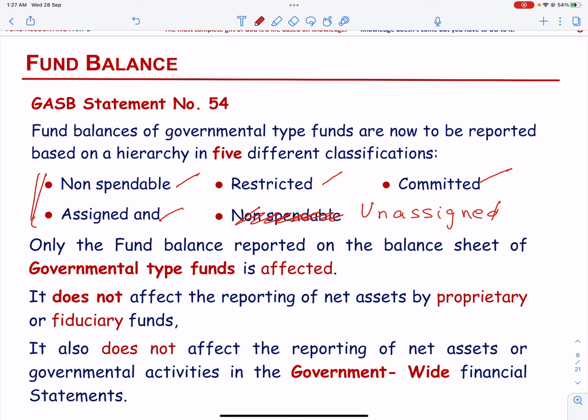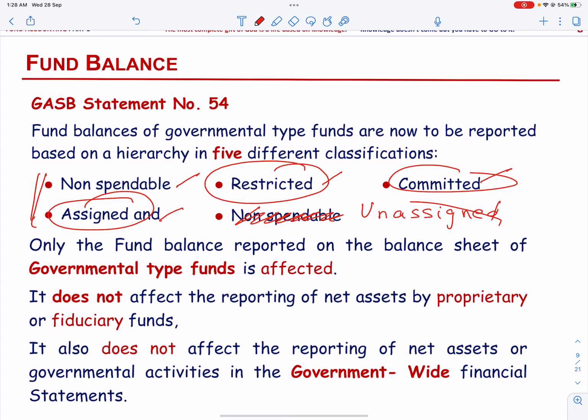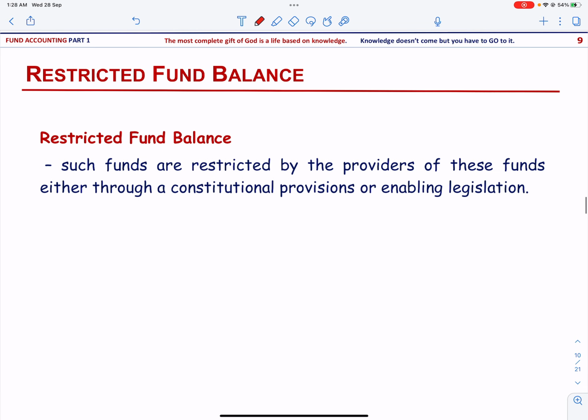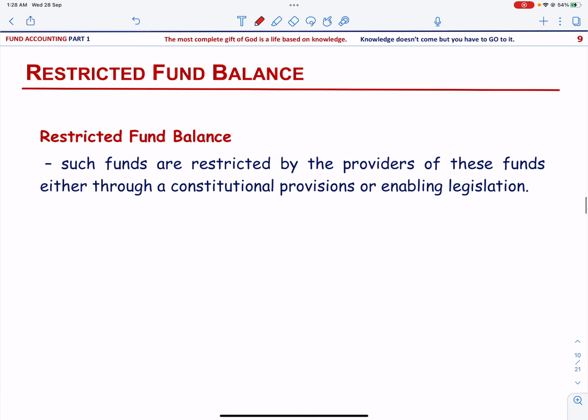The remaining fund balances are the spendable fund balances and are reported in these categories based on constraints: restricted or committed or assigned or unassigned. They are going to be spendable fund balances and they are going to be reported in these categories based on constraints. So let us talk about each one of them, and the first spendable resource is restricted.